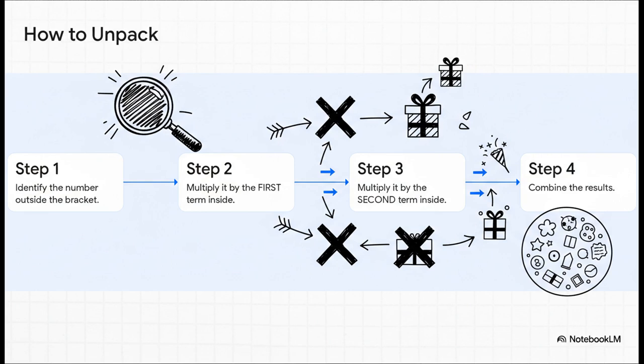So, how does this unpacker actually work? Well, it's a pretty simple 4-step deal. First, you just find that number hanging out on the outside of the bracket. Then, you multiply it by the first thing inside. After that, you multiply it by the second thing inside. It's kind of like you're throwing a party, and the number outside is handing out snacks to everyone inside the bracket. Nobody gets left out. Let's see it in action.